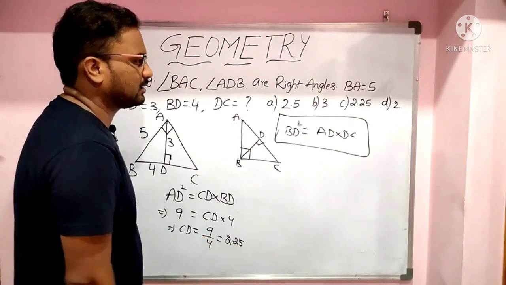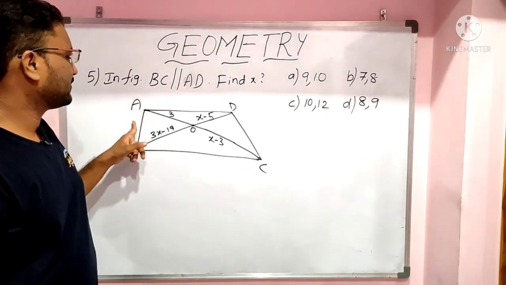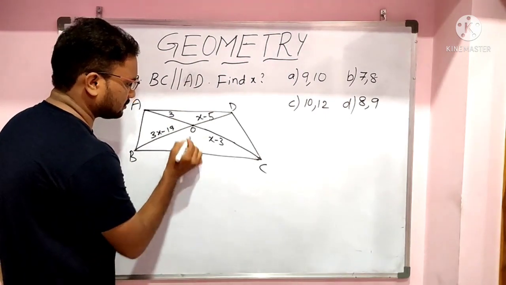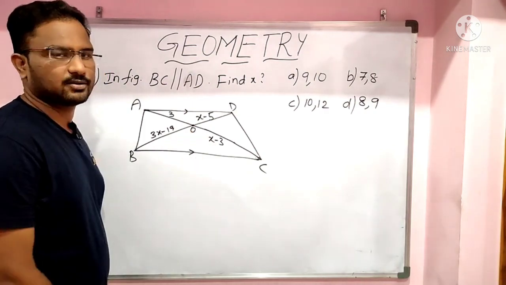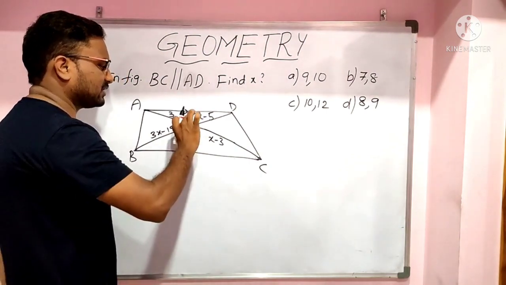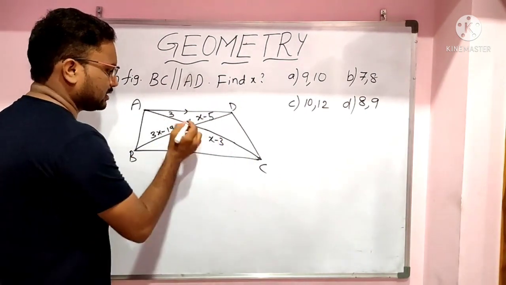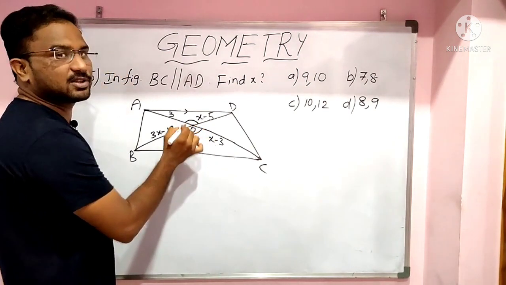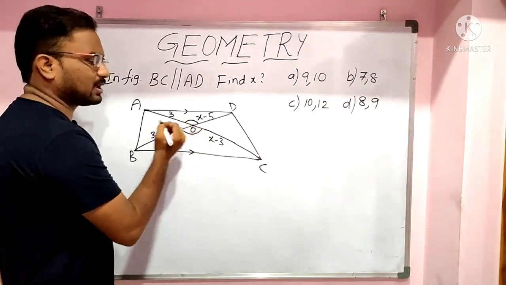So the answer is 2.25. Next problem. In the figure, he is given a figure, BC is parallel to AD. So these two are parallel. We need to find X. Observe these two triangles, triangle AOD and triangle BOC. Here this angle, both are equal because these two are vertically opposite angles. These two are intersecting lines and these two are vertically opposite angles. So this angle, both are equal.